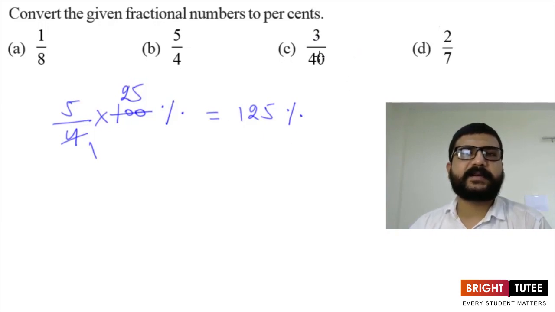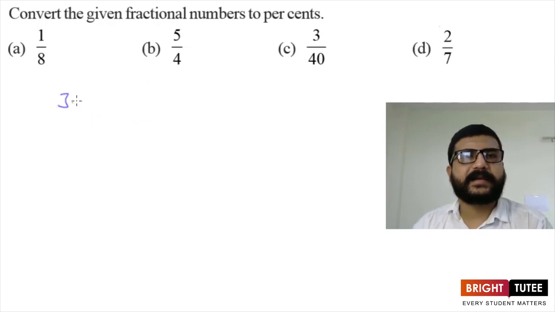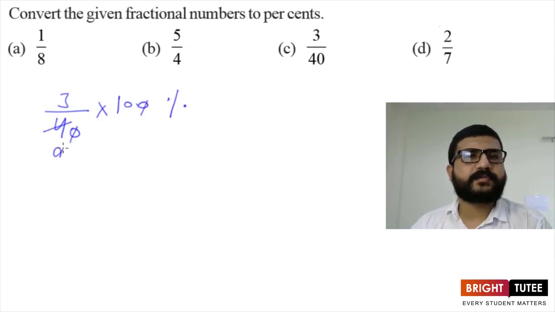The next one is 3 upon 40. So again we will multiply this with 100. So 3 upon 40 into 100 percent. Now we can simplify this. 4 twos are 8, 2 twos are 4. 2 fives are 10. So by simplifying we will get 3 into 5, that is 15 upon 2%.